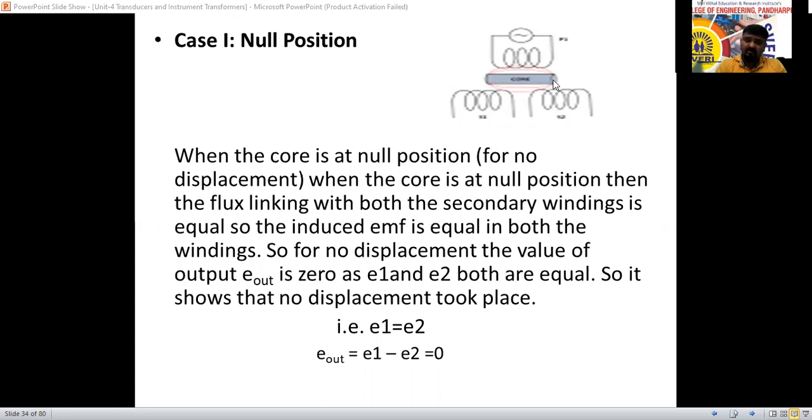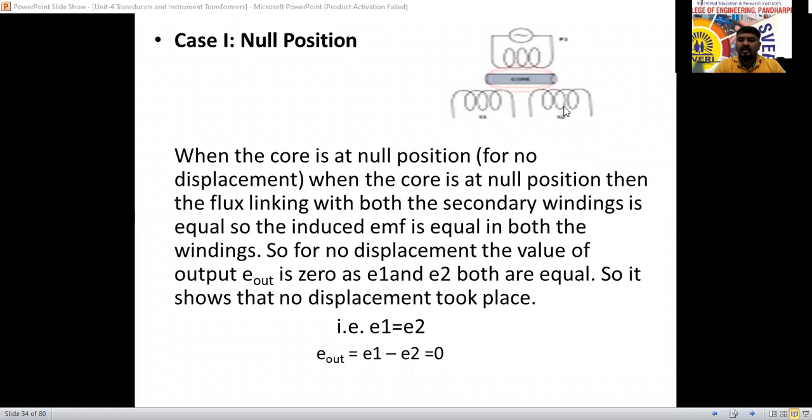We have not taken the core to the left side or to the right side. At the standard position, we have fixed it. That is what we call the null position. The same part is connected to S1 and the same part is connected to S2, so the magnetic field coupled to S1 and S2 is equal, which means the EMF induced in coil S1 is equal to the EMF induced in coil S2.